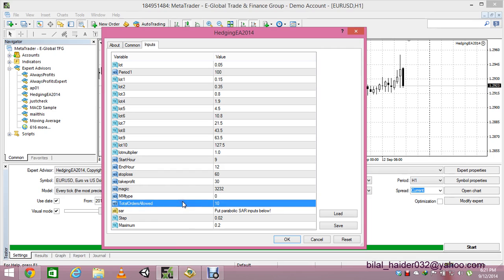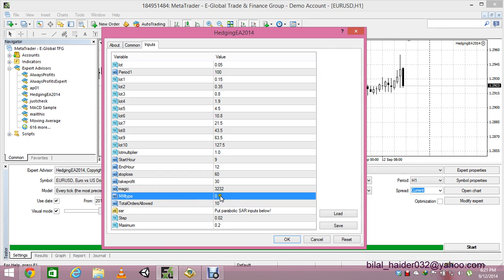If you choose type 1 or 2 or something, then it will not use these lots, but will calculate lots based on some formula that I have embedded, and that does not work. So don't put 1 or 2 in here, just put 0.